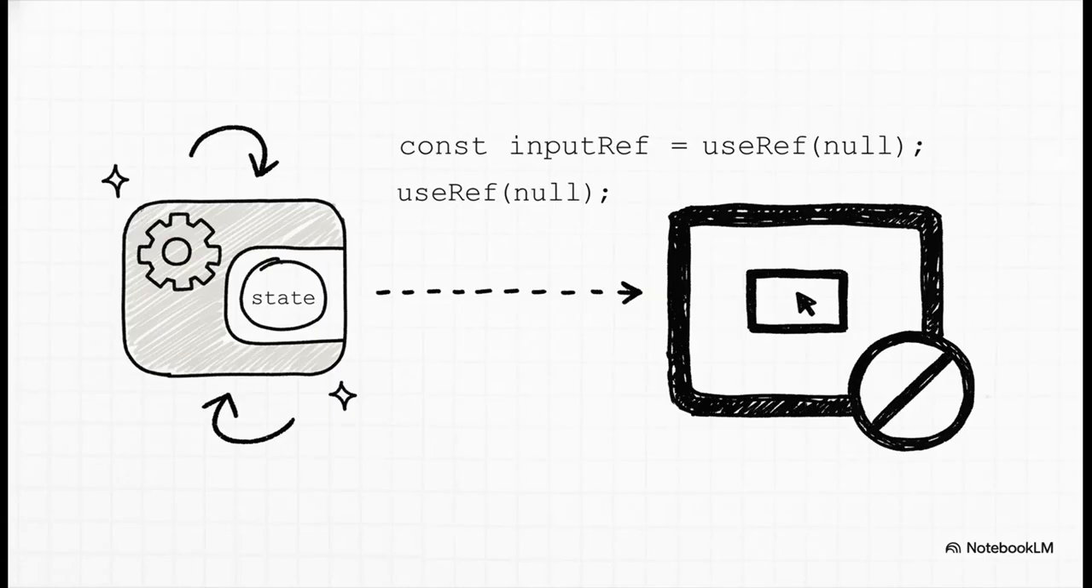And rounding out our big three is useRef. I want you to imagine a little box, a box for a value that you can change anytime you want without forcing your entire component to re-render. That's useRef. It's perfect for things like getting direct access to DOM elements, like focusing an input field, or for just storing values that don't need to be part of the visual update cycle.